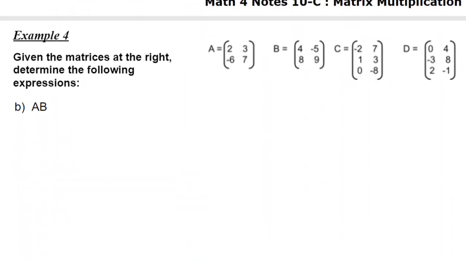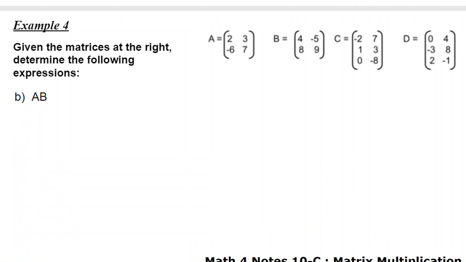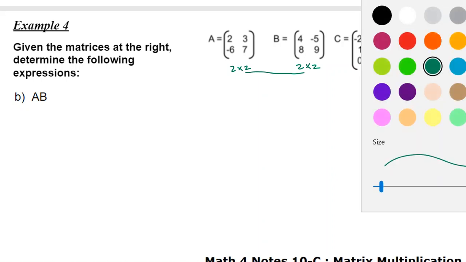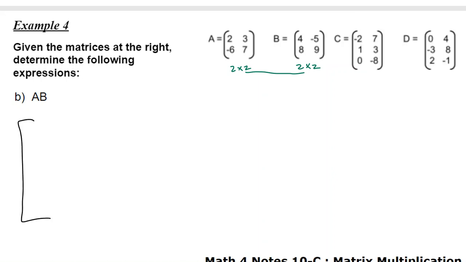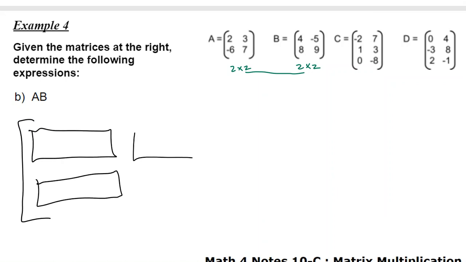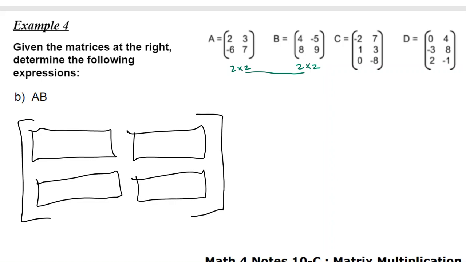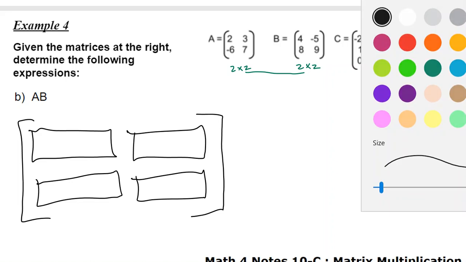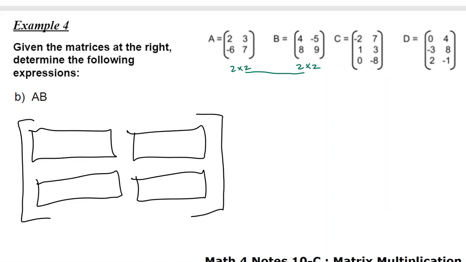Now, let's talk about multiplying A times B. This is a 2 by 2. This is a 2 by 2, which means that I can do this, and my answer is going to be a 2 by 2. I'm going to come down here and do that box, and do that box, and that one, and that one, because I'm expecting several players, and I kind of want to keep them separate.